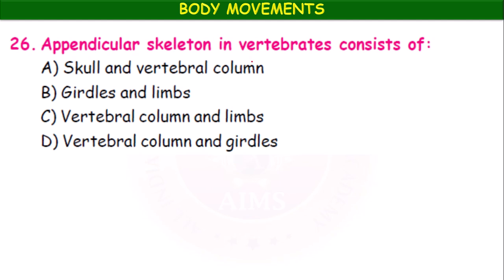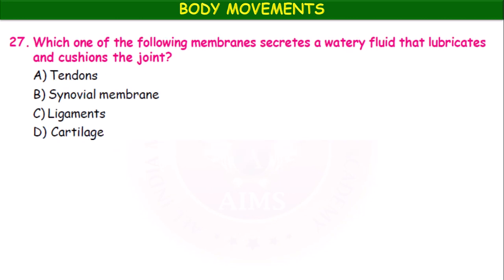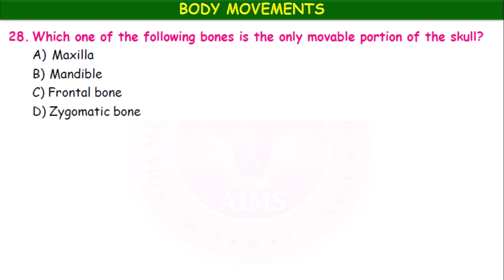The appendicular skeleton in vertebrates consists of skull and vertebral column, girdles and limbs, vertebral column and limbs, vertebral column and girdles and limbs. Which one of the following membranes secretes a watery fluid that lubricates and cushions the joint? Tendons, synovial membrane, ligaments, cartilage. It is the synovial membrane which secretes a synovial fluid which lubricates and helps in free movement.